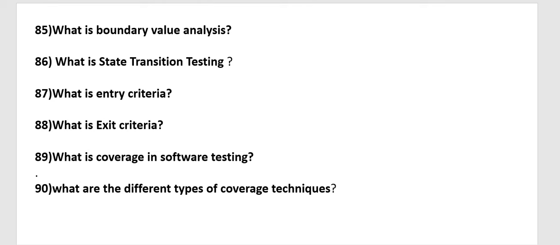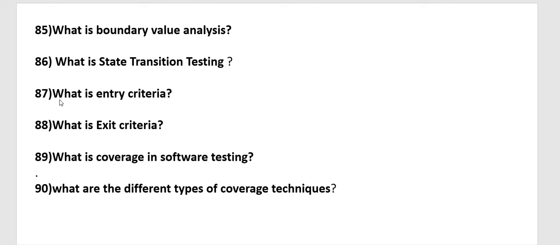What is state transition testing? State transition testing, in which outputs are triggered by changes to the input condition or changes to the state of the system. In simple words, you can put it as tests are designed to validate allowed and disallowed states and transitions from one state to another by various input data.